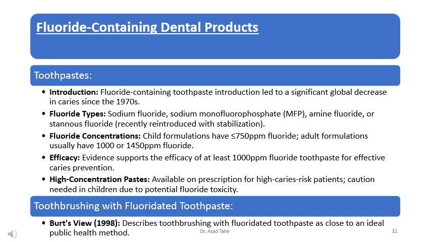Studies show that toothpaste with at least 1000 ppm fluoride is effective in preventing cavities. High concentration pastes. These are available with a prescription for people at high risk of cavities, but they need to be used cautiously in children to avoid fluoride toxicity. Toothbrushing with fluoridated toothpaste. Burt's view, 1998, describes using toothpaste fluoride while brushing as nearly ideal for public health. In simple terms, using toothpaste with fluoride is a great way to prevent cavities.